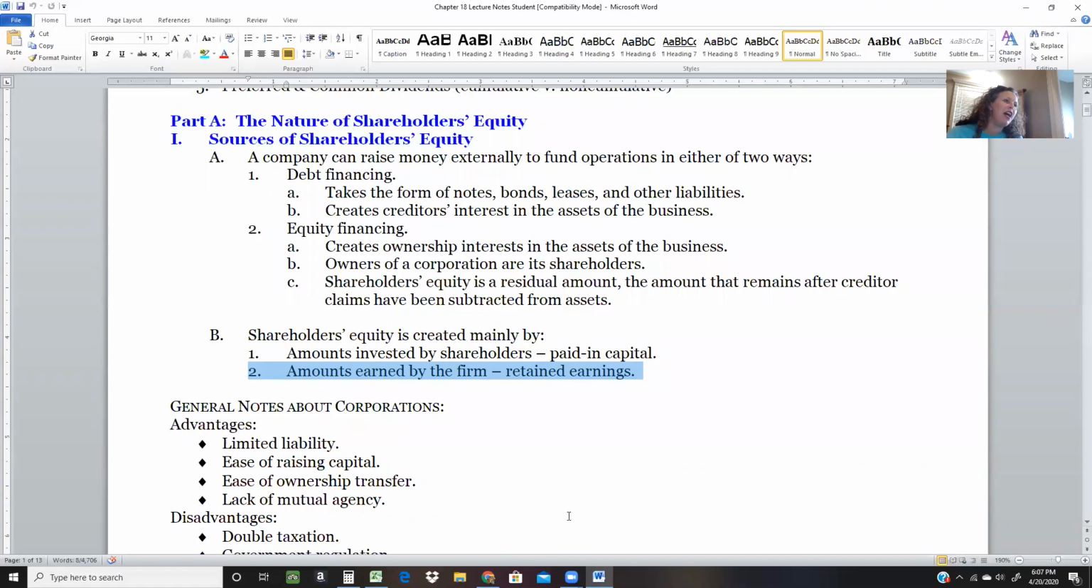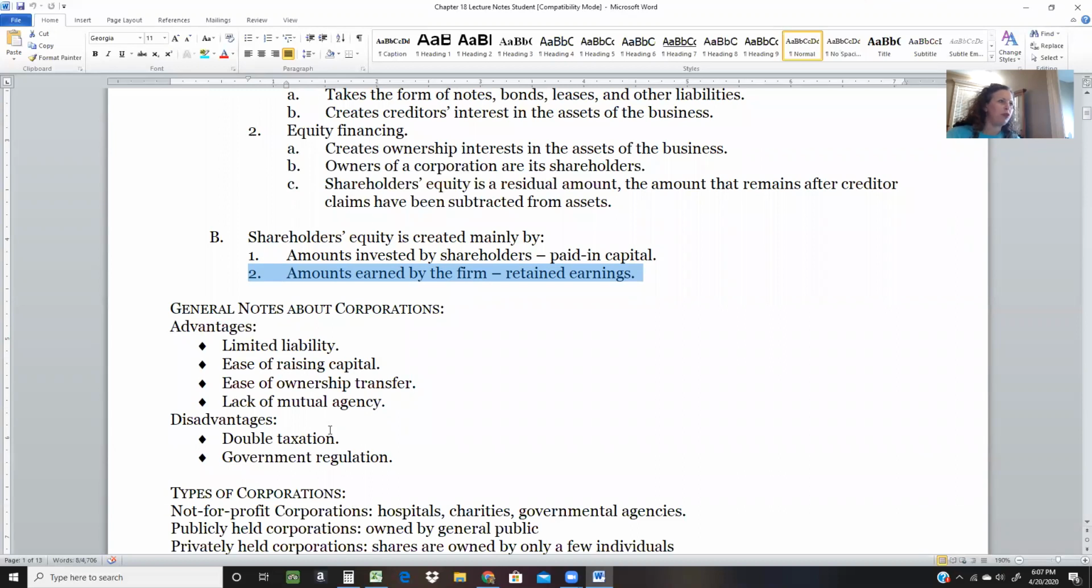So just some general notes about corporations, advantages. You can transfer ownership of a corporation very easily, buying and selling shares of stock. You can raise capital easier because you don't have to go find owners to say, do you want to be a partial partner in this business by contributing $100,000? You can find owners by letting them buy shares of stock for $5.